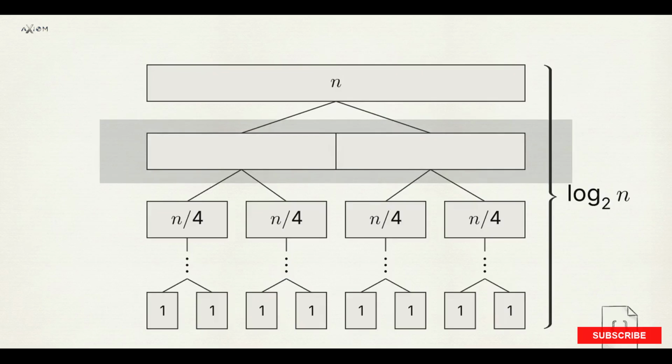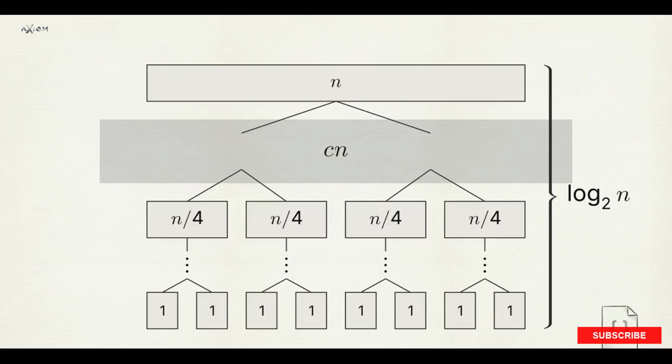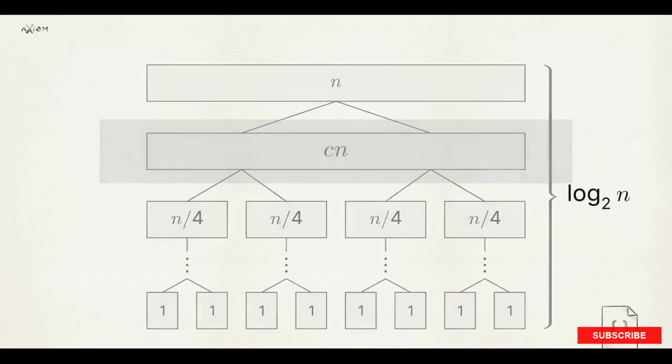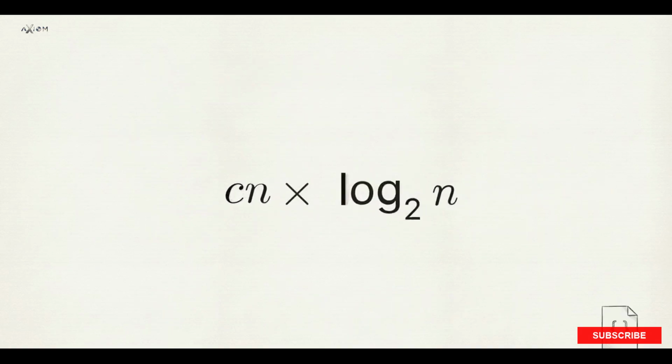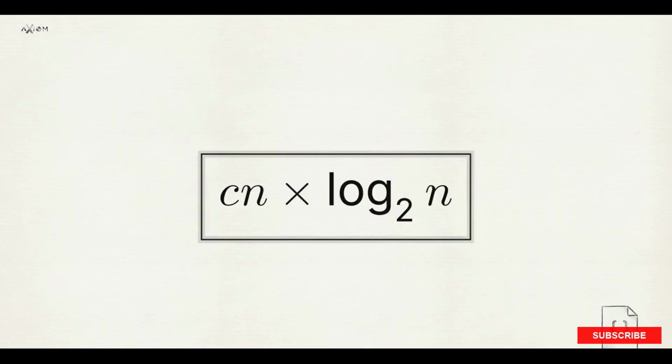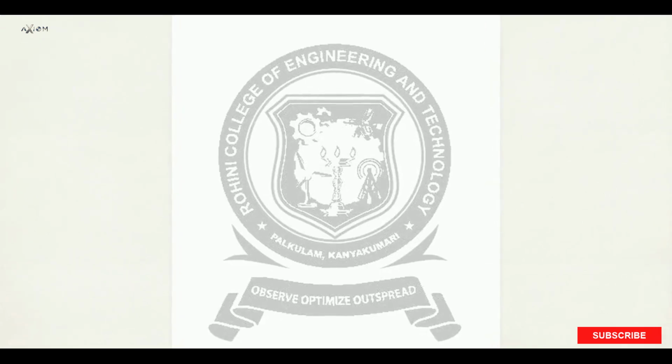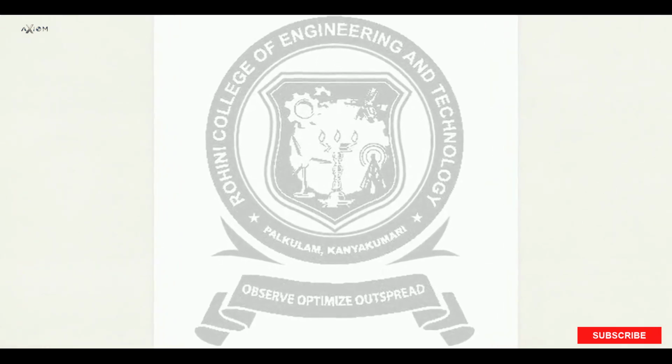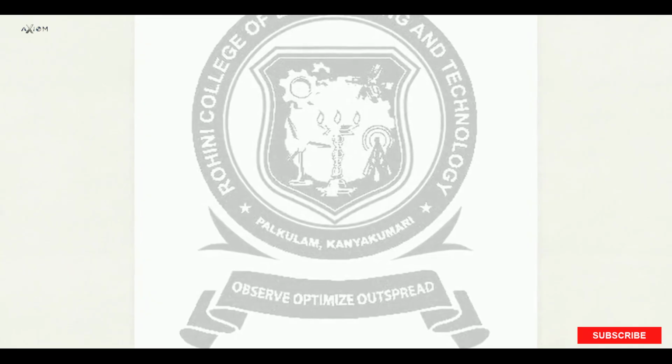At each horizontal layer, the algorithm executes its merge subroutine. The combined work across any single horizontal layer is always directly proportional to the total number of elements n. We represent this as Cn, where C is a constant unit of work. The total computational cost is found by multiplying the work done on each layer, Cn, by the total vertical height of the tree, log base 2 of n.